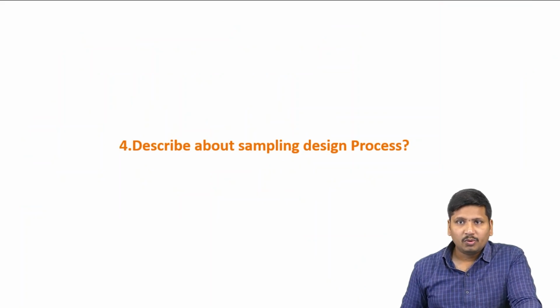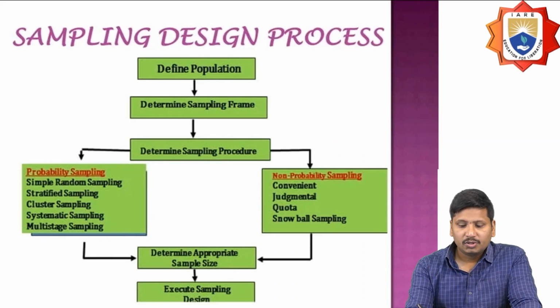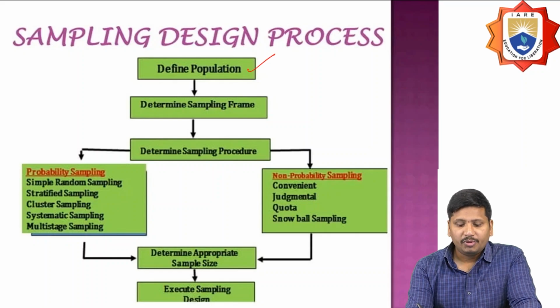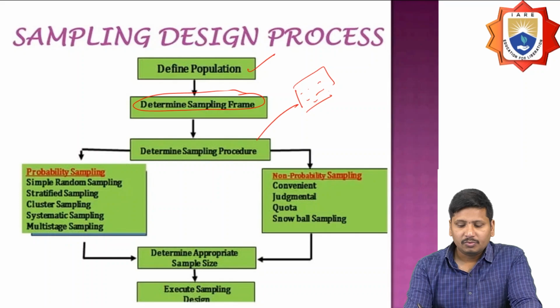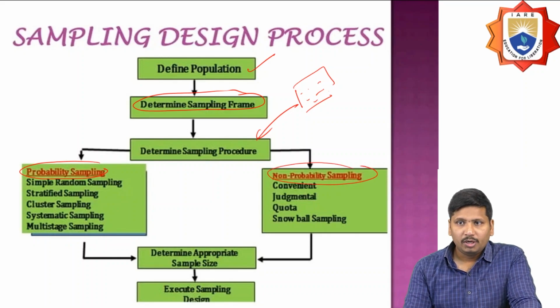Next, how do we describe the sampling design process? The sampling design process looks like this. Initially you have to define the population, and from that population determine the sampling frame, the size of the frame, and how many samples are going to be taken. Then we apply a sampling procedure, either probability sampling or non-probability sampling. Then we determine the appropriate sample size, and finally execute the sampling design.